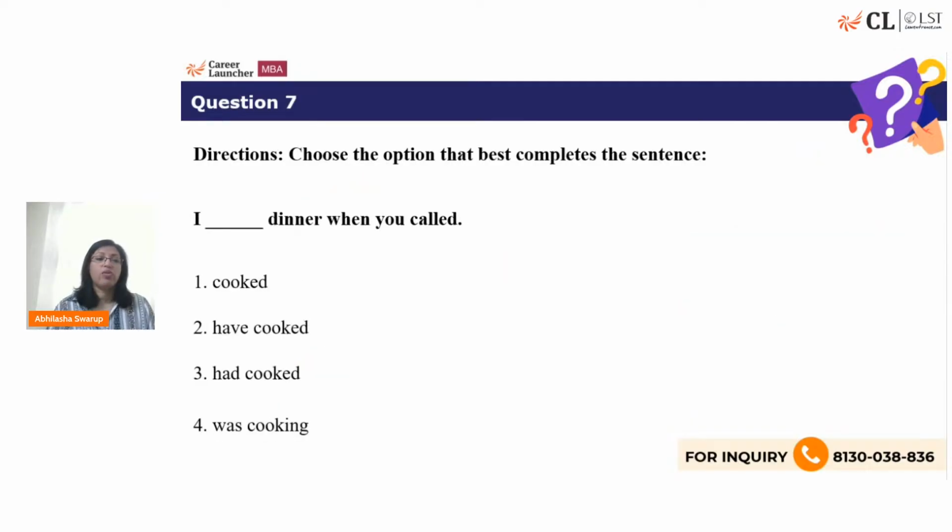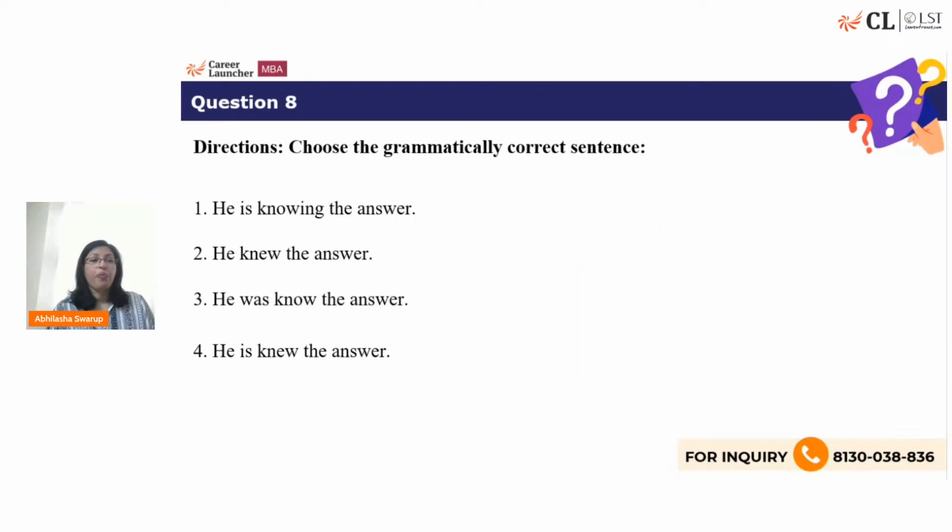Okay, the next one. I was cooking dinner when you called. So this was going on when this happened. The interruptive action will be in the simple past and the ongoing in the past continuous. He knew the answer. Of course, he knew the answer. Always remember facts, you will always use the simple tenses, whether it is present, past, or future.